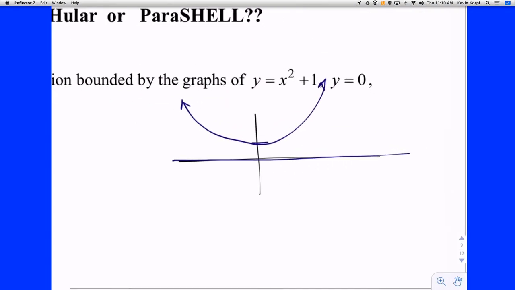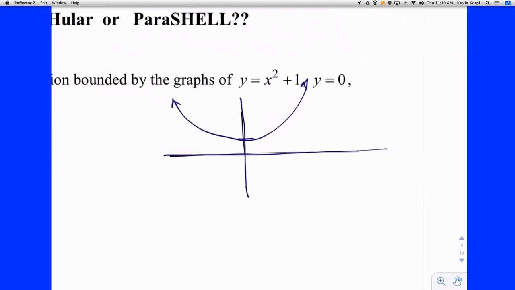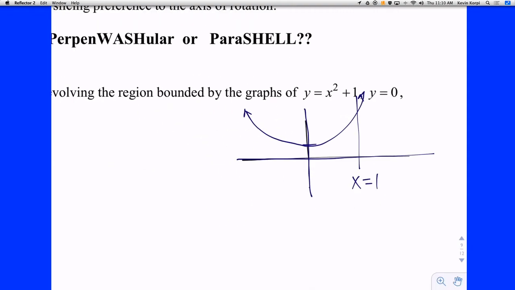x equals 0, also known as the y-axis. And x equals 1, also known as El Toro. I don't know. Just made that up. Okay.